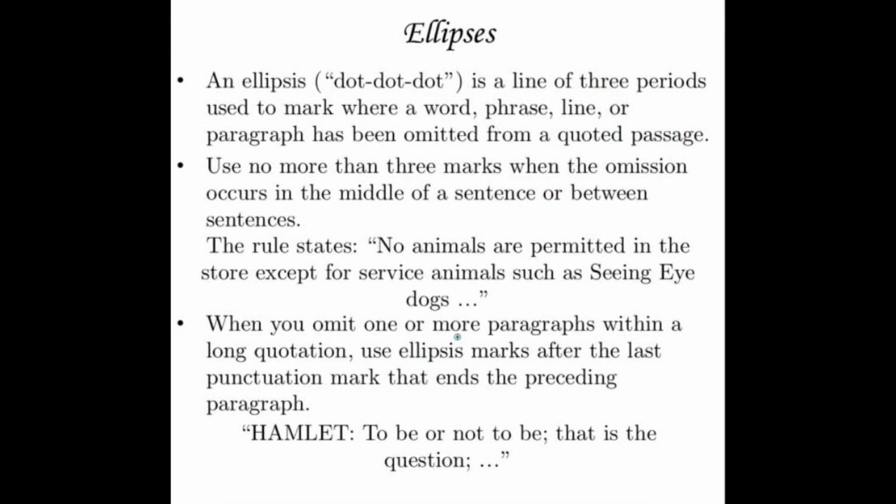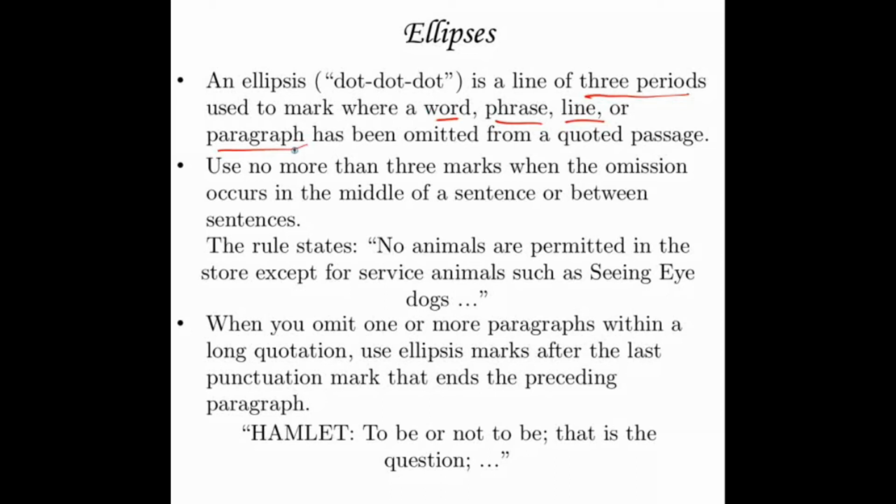All right, ellipses. For those of you who do not know what an ellipsis is, the singular is ellipsis, the plural is ellipses. An ellipsis, also called a dot dot dot, at least among American English speakers, is a line of 3 periods, sometimes 4, used to mark where a word, phrase, line, or paragraph has been omitted from a quoted passage. Basically, it means there's something missing here.